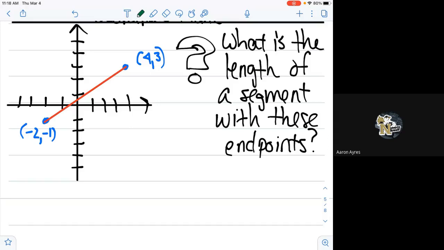Okay, your final answer is not going to be an ordered pair. It's going to be a length. Okay, you're just going to leave it as units, so we're not going to put a label with it. Okay?